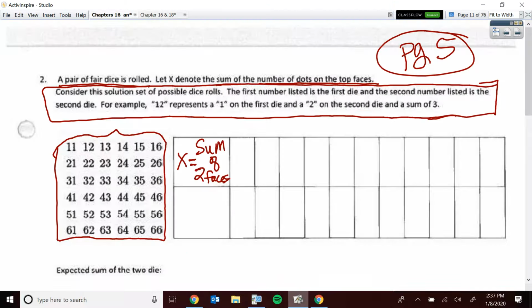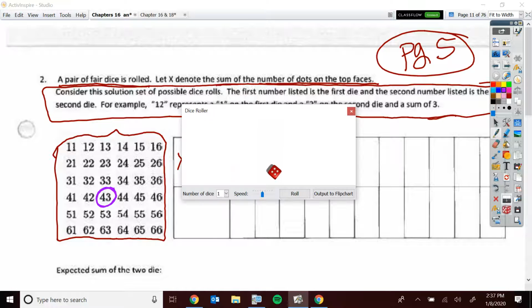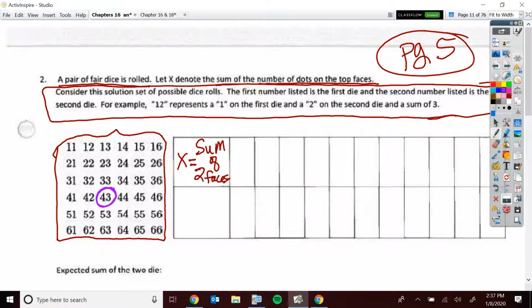Okay, so now somebody's going to tell somebody something. Let me pick who's going to do it. I want the evens to tell the odds the interpretation of that number right there. What does that mean? Go. What do you think that means? It means you get a 4 on the first die, a 3 on the second die, and a sum of 7. Perfect. Good job.